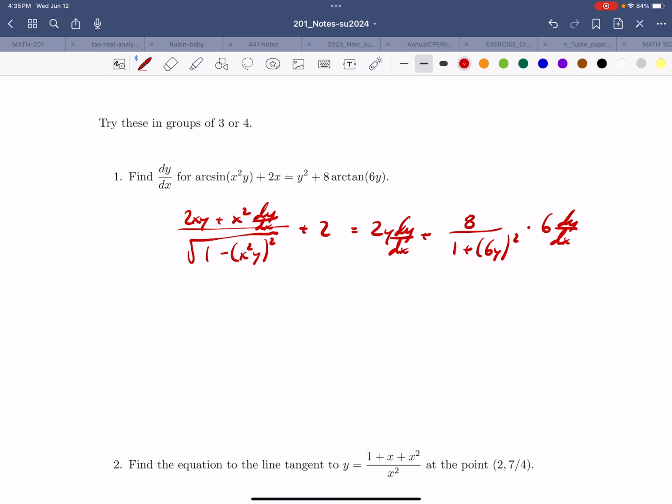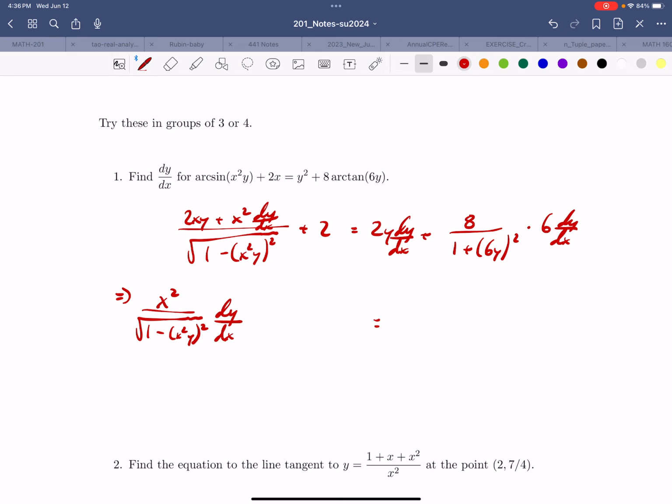All right, now, a little messy here, right? We've got to get the dy over dx terms on the left side and the non-dy over dx terms on the right side. Whew, let's get to work. This is not going to be quite as bad as it looks, right? We're just going to split this fraction. Split it. And then we're just going to subtract all the other things over, right? So we're going to be left with the x squared over the square root of 1 minus x squared y quantity squared dy over dx.